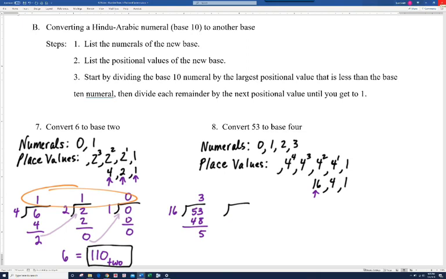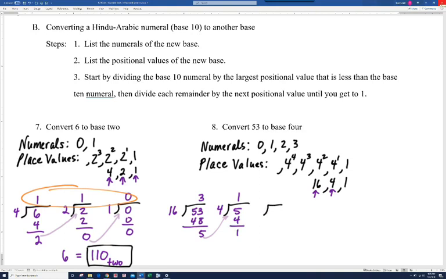And so we're going to move that 5 to be our dividend again. And now we'll divide by the next positional value, which is 4. So we're basically saying how many 4s are in 5. And so 4 goes into 5 one time. 1 times 4 is 4, and when we subtract, we get 1.